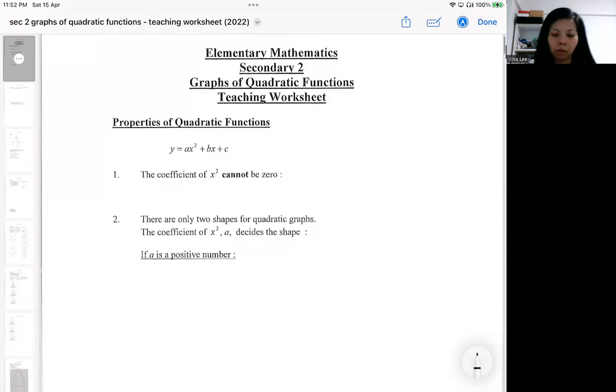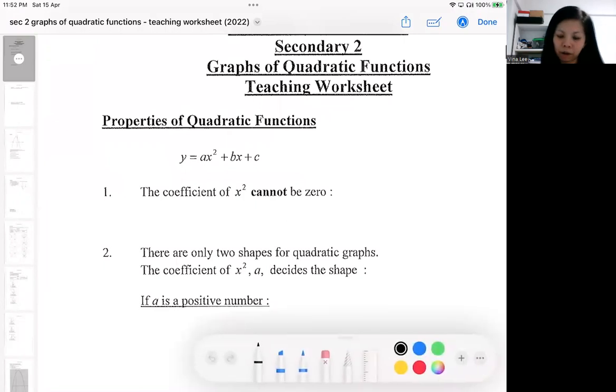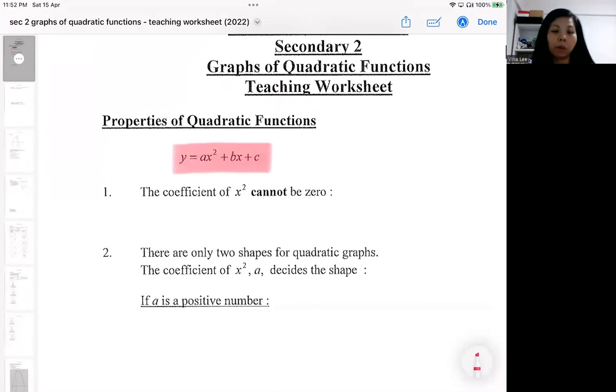One of the first properties is that a quadratic function will surely look like this. It will be ax squared plus bx plus c. So it's a standard feature. If you see something like this, it will always be known as a quadratic function. When you go Sec 3 in E math and A math, you will be dealing with like 2-3 chapters just dealing with quadratic function.